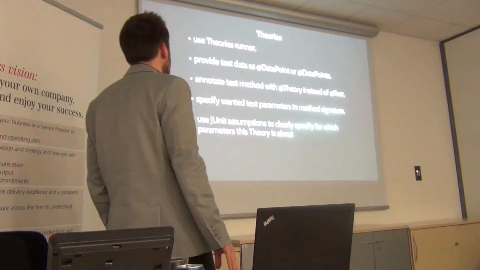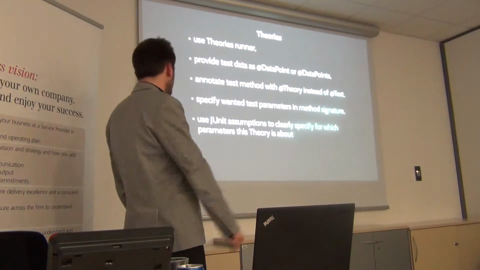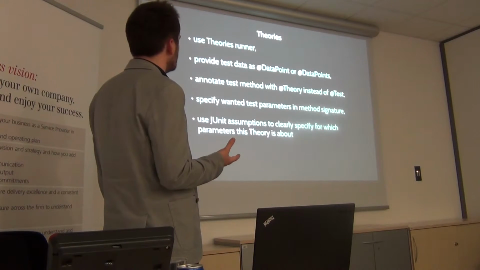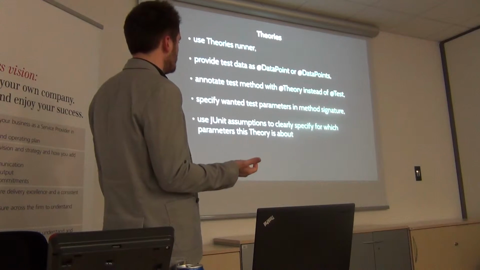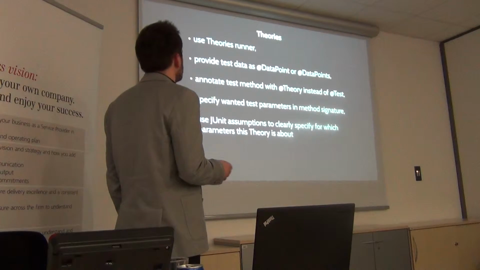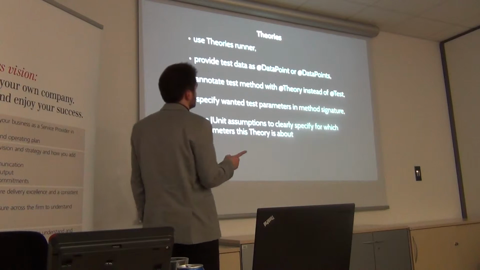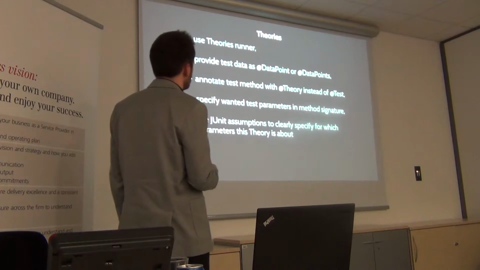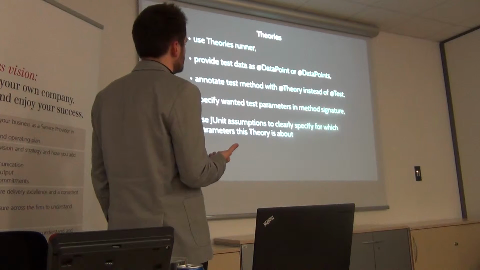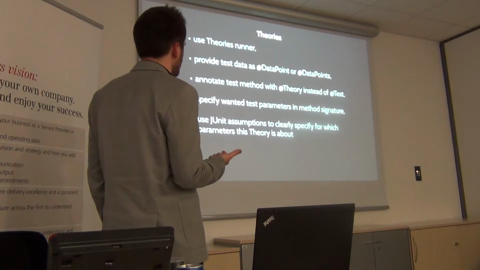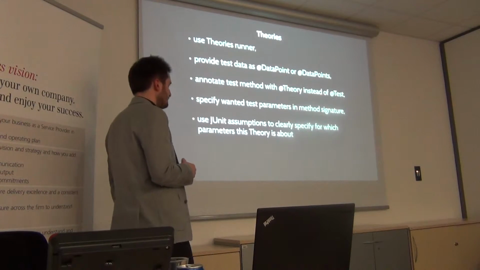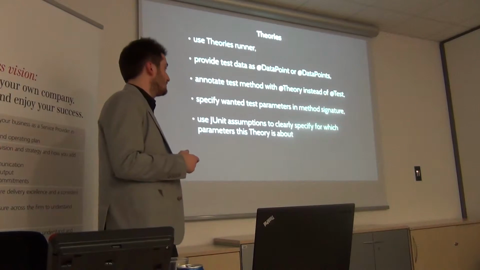Okay, so how to write theories? You have to use the Theories runner. You provide test data using the DataPoint and DataPoints annotations. You annotate the test method with the Theory annotation instead of the Test annotation. You specify wanted parameters in the method signature. And if needed, you can use JUnit assumptions to specify which parameters the theory is about.